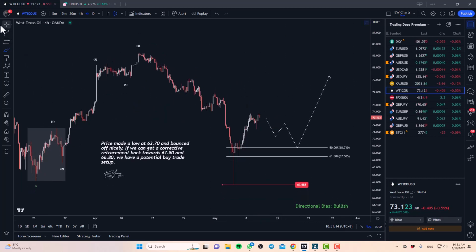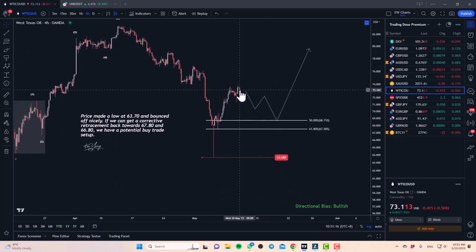Crude oil, nothing much has changed since the start of the week. Basically still expecting this, so you just wait for the corrective pullback, and then we'll be bullish on that. Okay, so this week nothing much on that.